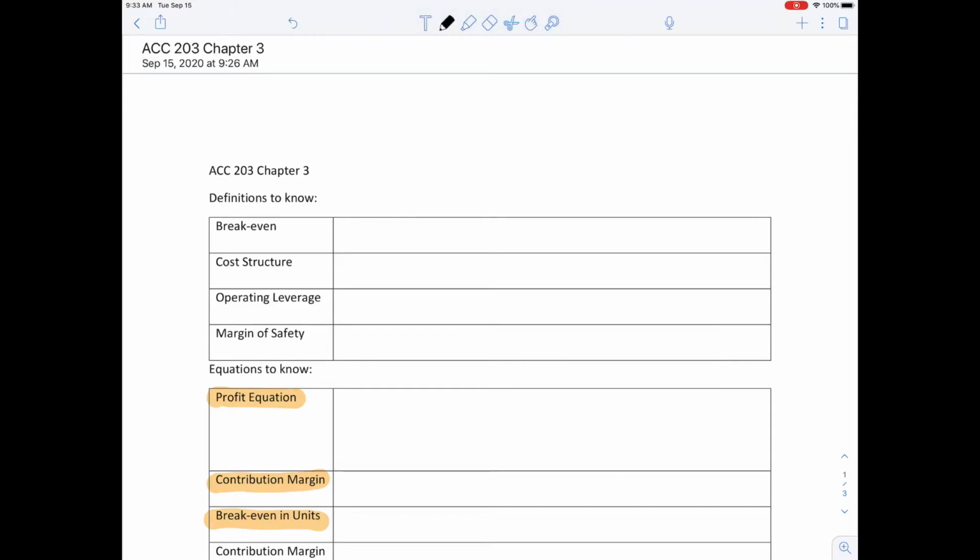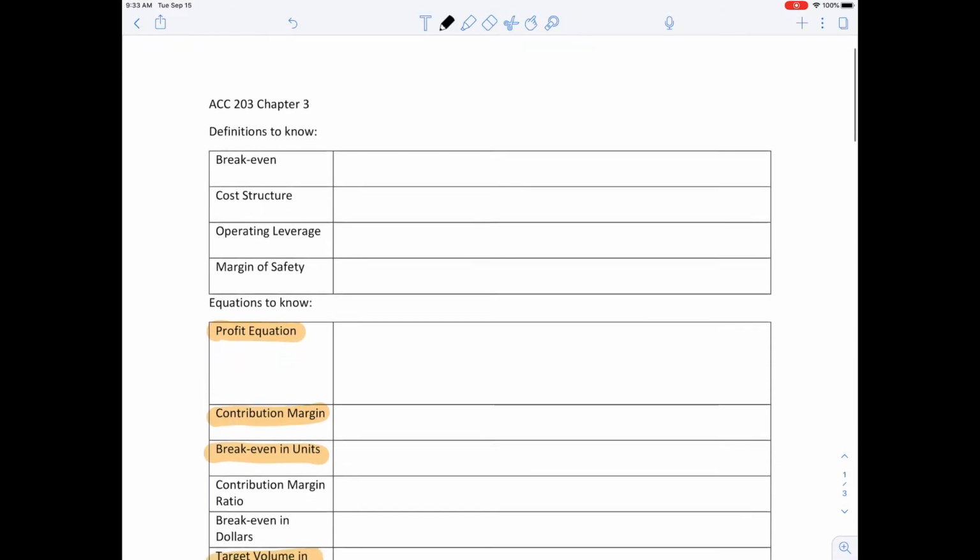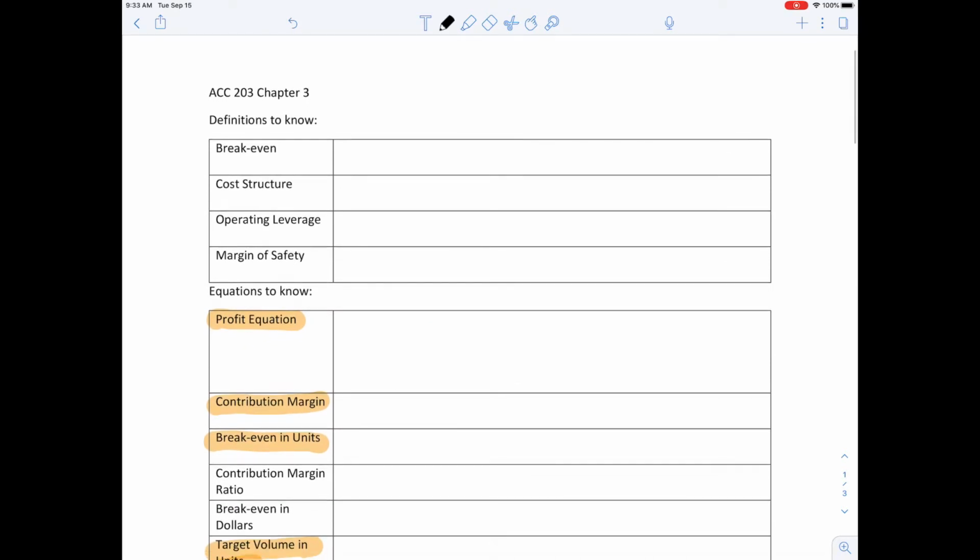Now that we get into chapter 3, we're going to focus on application rather than definitions and fundamentals of cost accounting. So in chapter 3, you'll notice there's a lot less definitions that you really need to know and a lot more equations. In this chapter, we talk about cost, volume, profit, which really focuses on break even and how much do we need to sell to reach a certain profit.